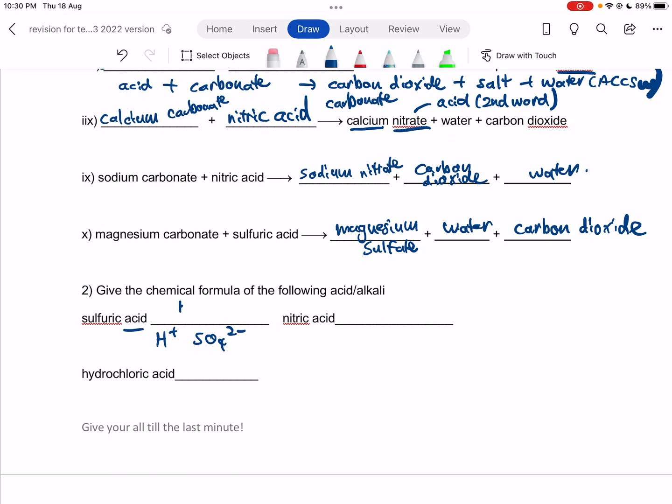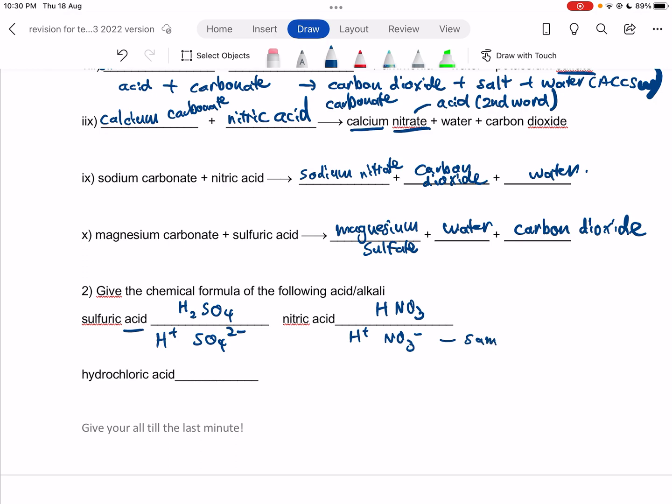So this one you need to do a crisscross, you get H2SO4. Next one is nitric acid, you get H plus, NO3 minus, so plus 1 minus 1. So this one just write down 1:1. Okay, so this is a case where you have the same charge, so write down 1:1. Sulfuric acid is a different charge, so in this case you have to do the so-called crisscross method. Then lastly we have hydrochloric acid, H plus, Cl minus, so this one you get HCl.